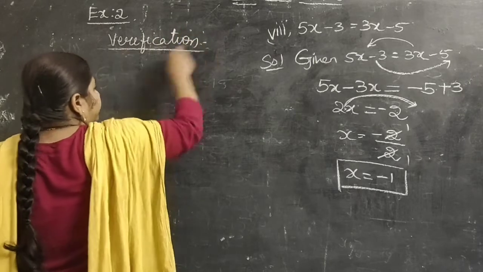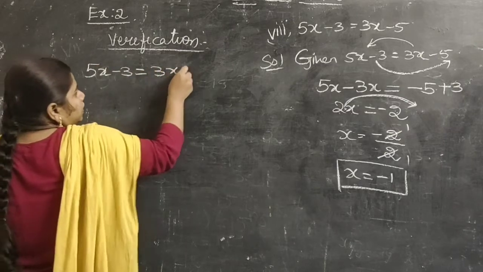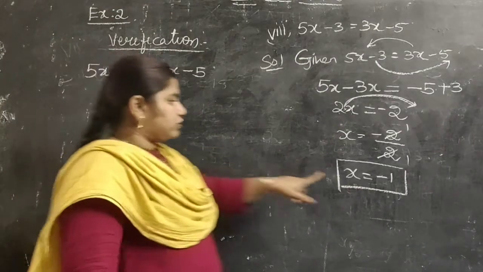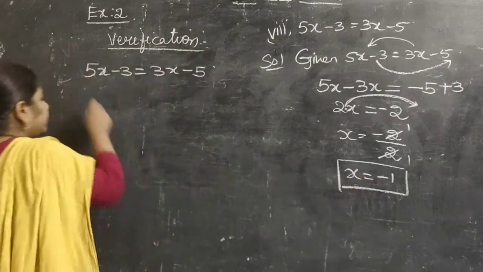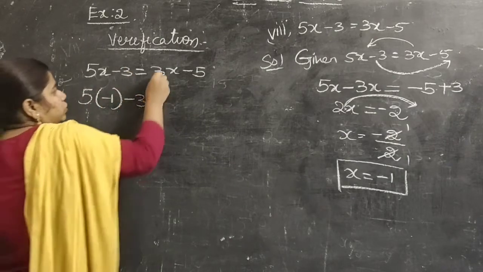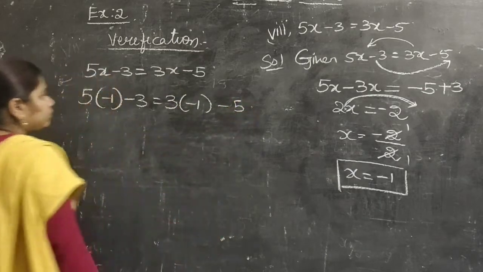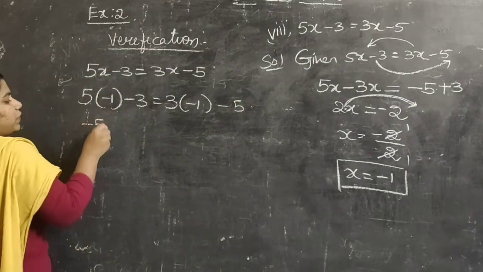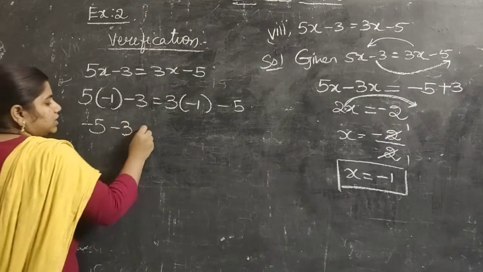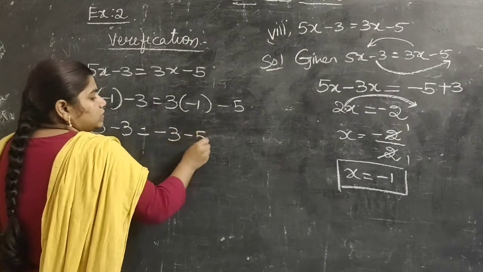So verification. So what is the equation? 5x minus 3 is equals to 3x minus 5. So in place of x, which value we have to substitute? Minus 1 we have to substitute. So 5 into minus 1 minus 3 is equals to 3 into, in place of x, minus 1 minus 5. Now this will be minus 5. 5 ones are 5. Minus is there, so minus 5. Minus 3 is equals to, plus into minus is minus, 3 ones are 3 minus 5.